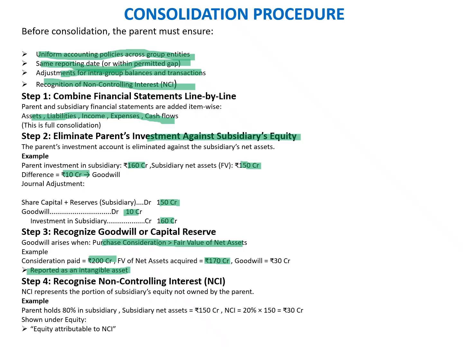Recognize the non-controlling interest. So NCI represents the portion of the subsidiary equity not owned by the parent. For example, the parent holds 80% of the subsidiary. Subsidiary net asset is 150 crore. So NCI would be 20% of 150 crore, which is 30 crore, which is shown under equity, as equity attributable to NCI. So equity attributable to NCI is nothing but the percentage applied on the net assets of the subsidiary. That would be shown in the group report, the consolidated financial statement. So we'll move to step 5 in the next slide.